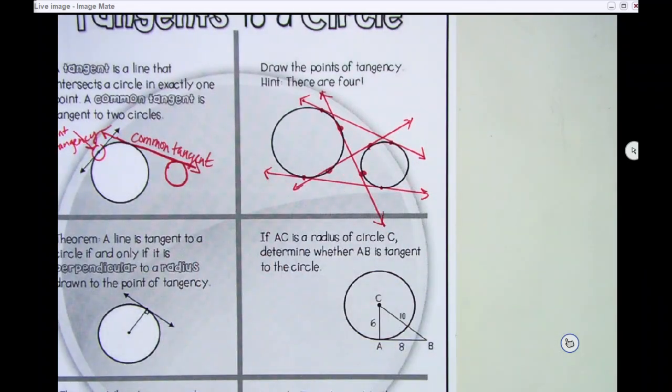Those are the only other 2 places they could be, because any other place on the circle, it would go through the circle, right?